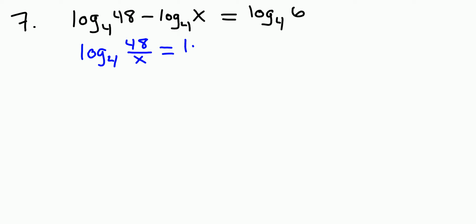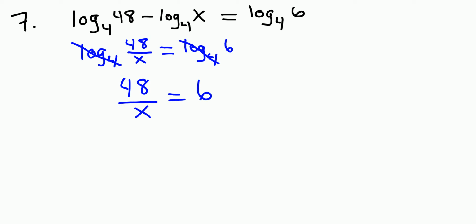equals log base 4 of 6. Right? Now I have one logarithm on both sides of the equation, and they both have the same base. They have base 4, so they cancel, and I'm just left with 48 over x equals 6. My variable is on the bottom of my fraction, so I'm going to multiply both sides by x.